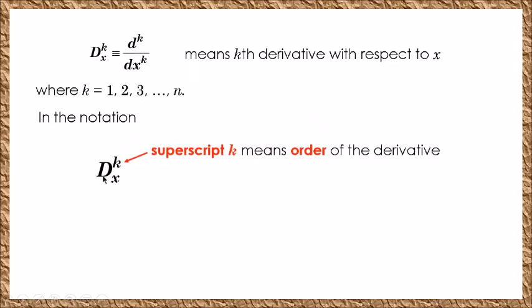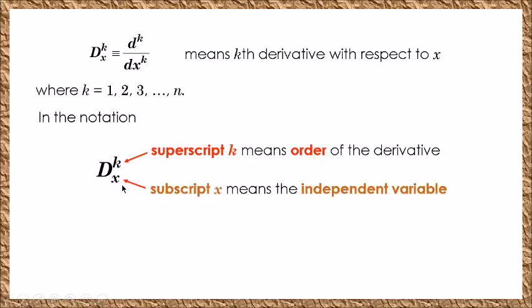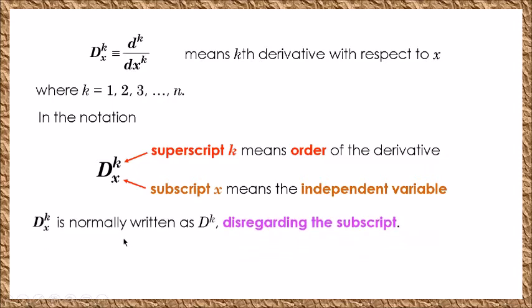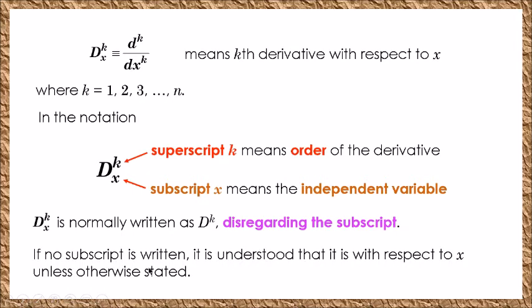In the notation D with superscript k and subscript x, superscript k means order of the derivative. Subscript x means the independent variable. D with superscript k and subscript x is normally written as D with superscript k disregarding the subscript. If no subscript is written, it is understood that it is with respect to x, unless otherwise stated.